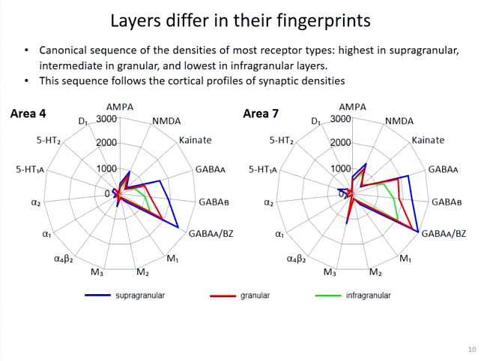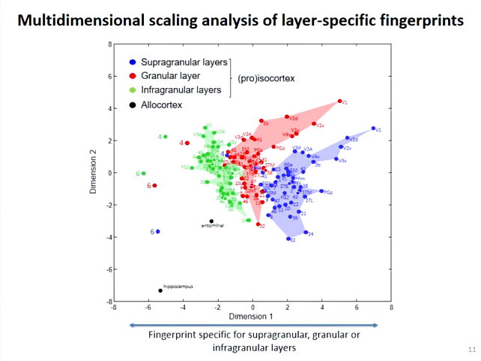If we carry out a multidimensional scaling analysis of layer-specific receptor fingerprints from very many different cortical areas, the plot here shows an analysis carried out with fingerprints from 47 different isocortical areas and 2 allocortical layers. The clusters from supragranular, granular, and infragranular layers are clearly separated, with the notable exception of motor areas 4 and 6.